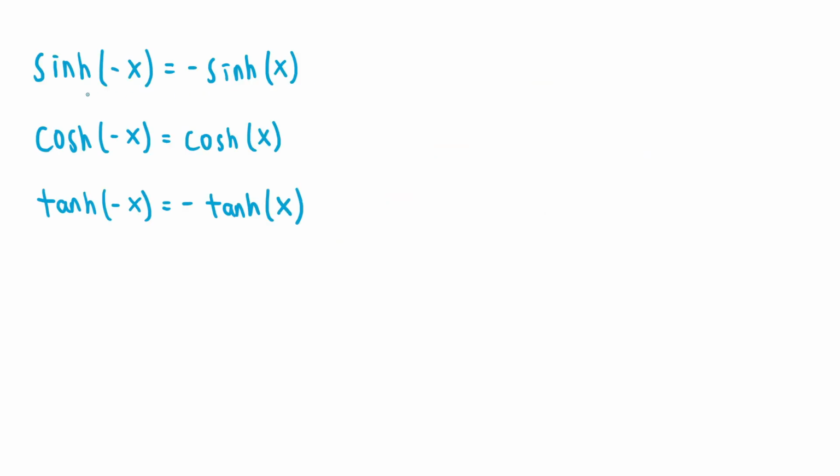So to recap, sinh of negative x equals negative sinh of x, cosh of negative x equals cosh of x, and tanh of negative x equals negative tanh of x. So this also means sinh of x and tanh of x are odd functions, and cosh of x is an even function.